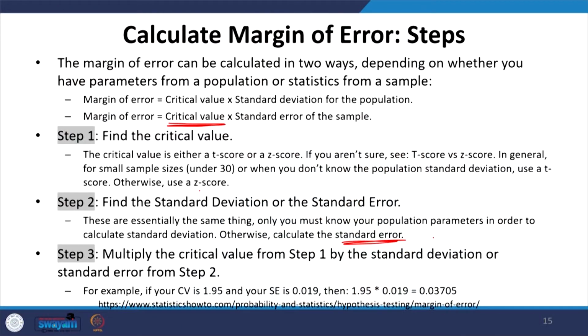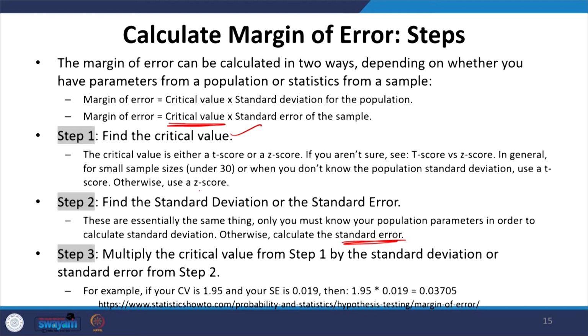Second step, find the standard deviation or the standard error. These are essentially the same thing. Standard error is used for a sample and standard deviation for the population. You must know your population parameter in order to calculate standard deviation; otherwise, calculate the standard error from the sample. Third step is to multiply the critical value, once we have determined it, with the standard error. That will give us the margin of error.